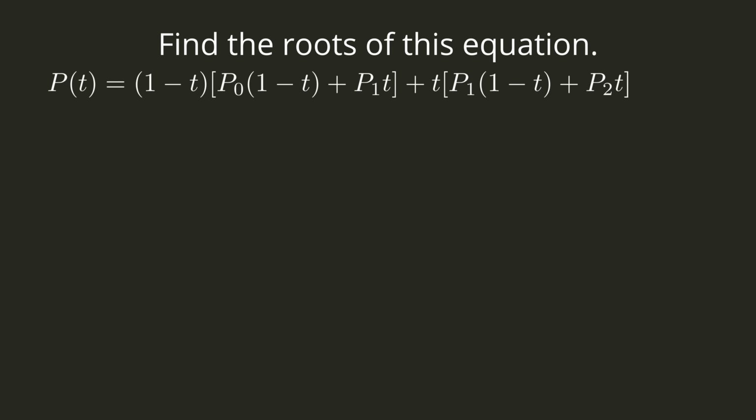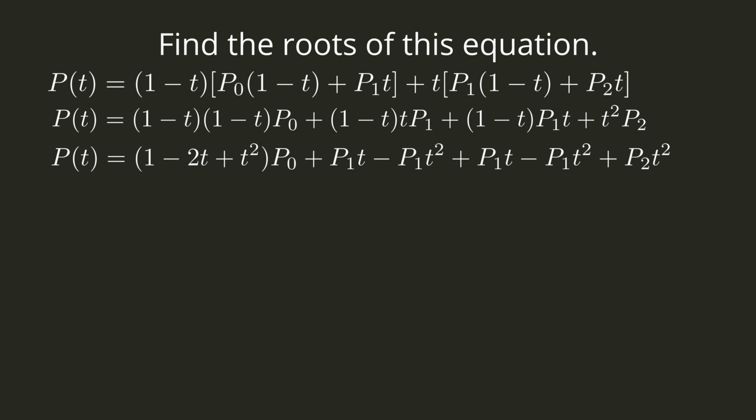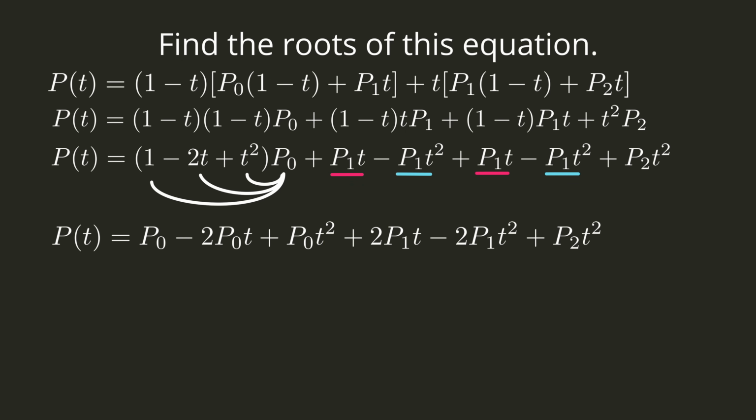If we multiply all of the terms together, we get this. This still doesn't look like a quadratic function, so let's expand the multiplication next. Now P of t looks like this. Next, we'll distribute P0 and combine like terms. Do you see it? There's now a quadratic function hiding in there. Let's factor out all the like terms and see what we get.